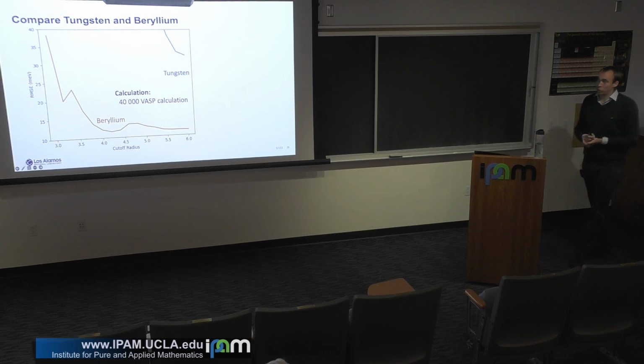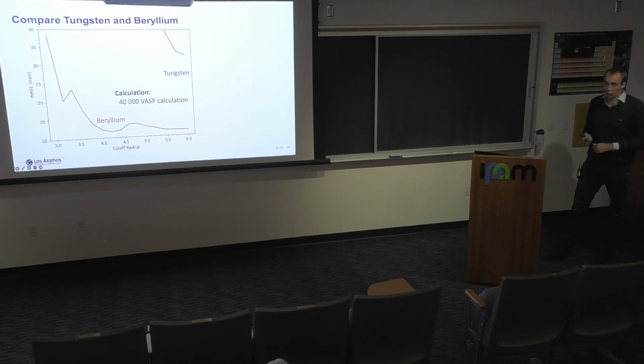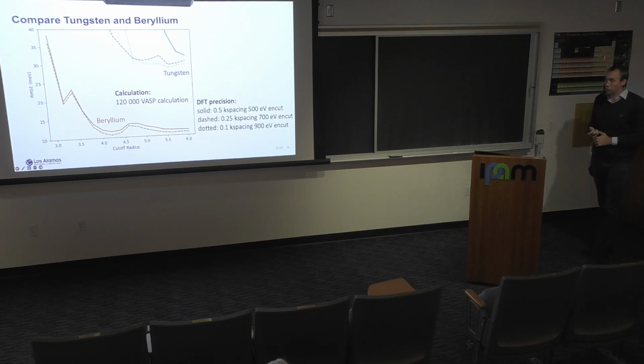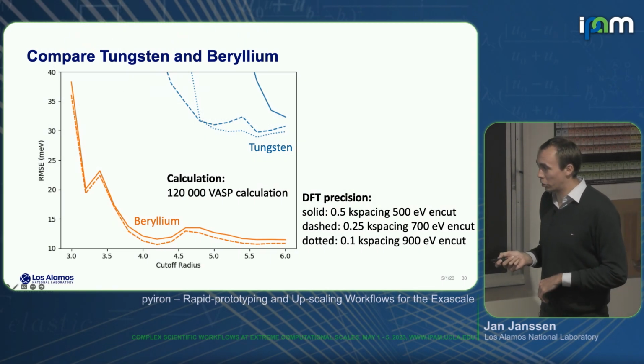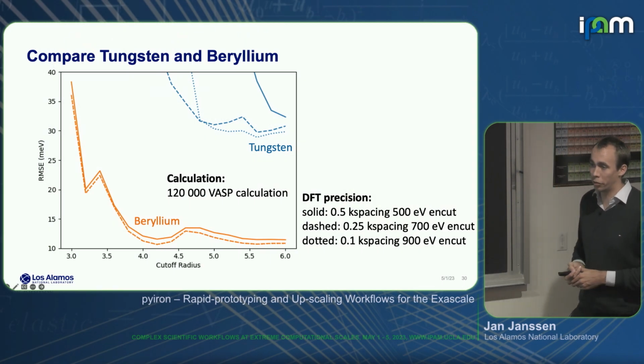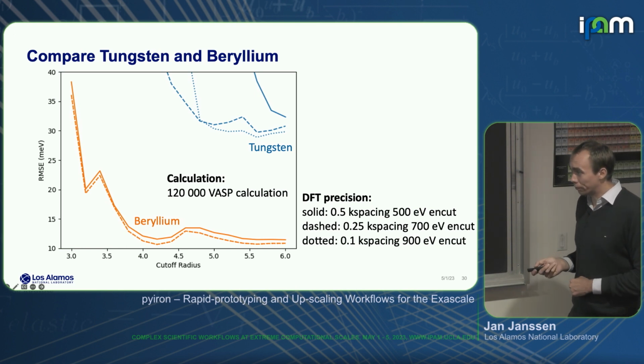So the first part we looked at was what is the impact of our DFT precision, right? So the uncertainty of the DFT data that we train our potential to. So here we picked 2 elements. We took tungsten and beryllium because those are very relevant for the fusion reactors. And then we looked at different levels of DFT precision, right? So we increased or decreased our K-point spacing and increased our energy cutoff, just to get a reference, okay, how precise do we need to be?